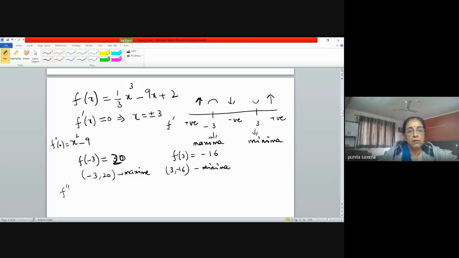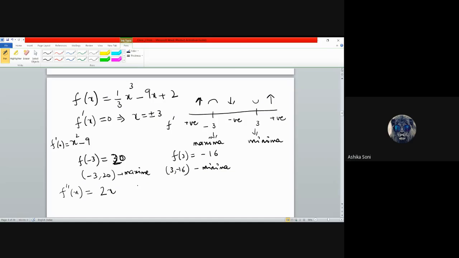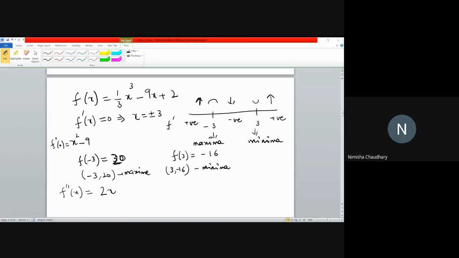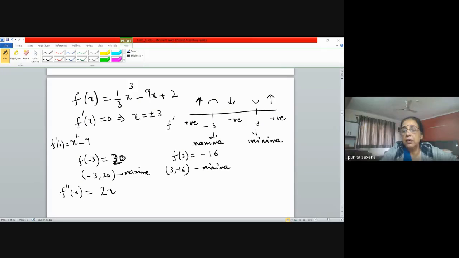Now let's see f double dash x. F double dash x is 2x, simply. And f double dash x equal to 0 implies what? 2x equal to 0, which implies x equal to 0.